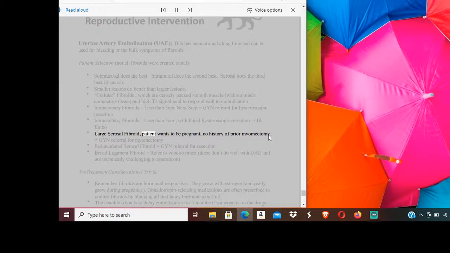Large serosal fibroid, patient wants to be pregnant, no history of prior myomectomy equals GYN referral for myomectomy. Pedunculated serosal fibroid equals GYN referral for resection. Broad ligament fibroid equals refer to voodoo priest. These don't do well with UAE, and are technically challenging to operate on.